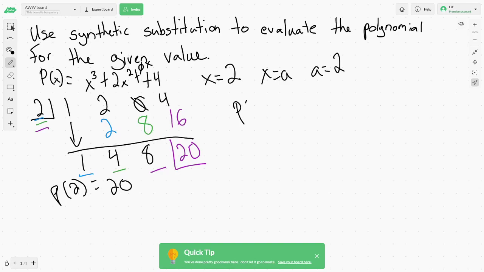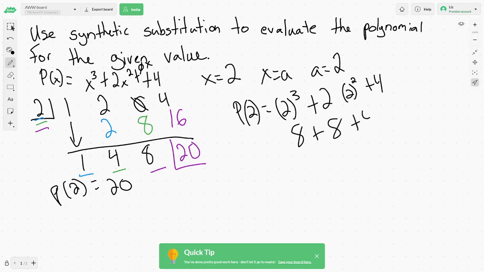So let's actually just solve this to see if we get the same answer, to see if that's actually true. So when we plug in 2, we get 2 cubed plus 2 times 2 squared plus 4. So that's 8, and then 2 times 4 is 8, and then plus 4. 16 plus 4 equals 20. So that's how you would use synthetic substitution.